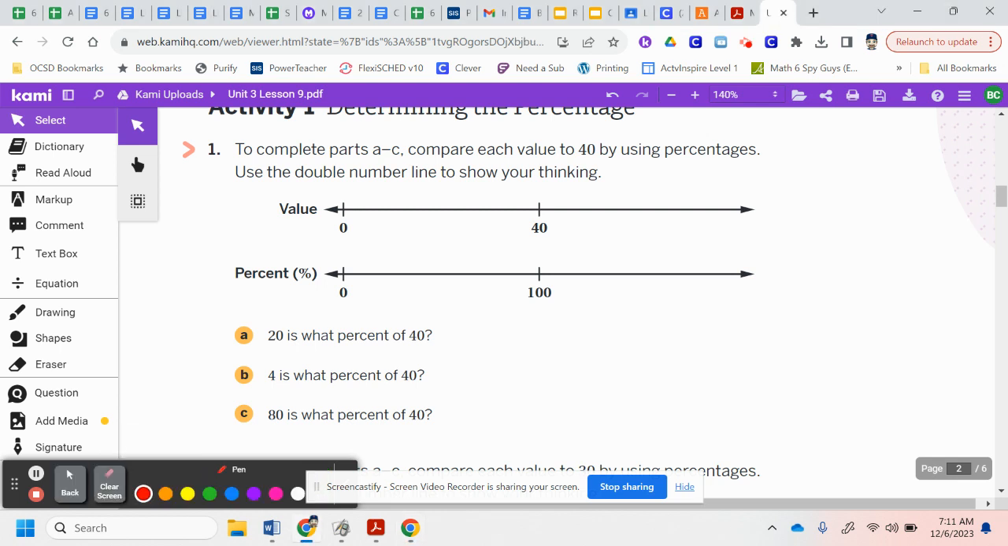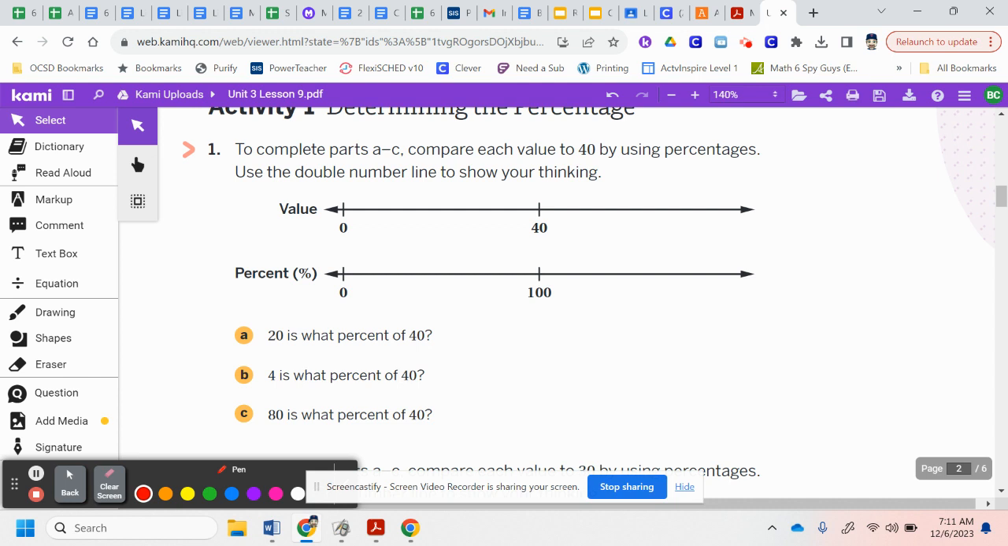For today, Unit 3, Lesson 9, Determining Percentages. Number 1 says to complete parts A through C, compare each value to 40 by using percentages. Use a double number line to show your thinking. We're not going to show a double number line, as we talked about that yesterday. I want to look at A, B, and C and show you how to use the steps to solve each one of those percentages.